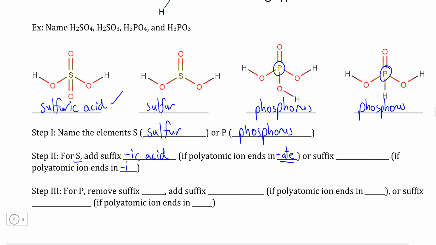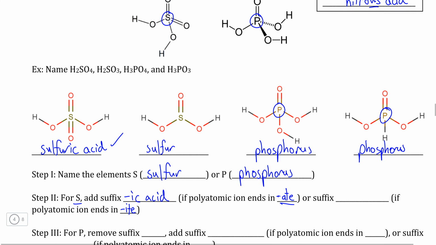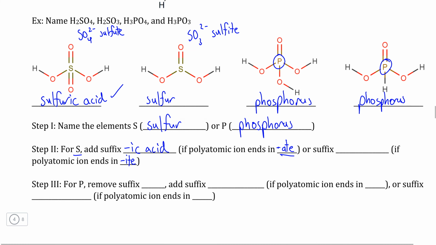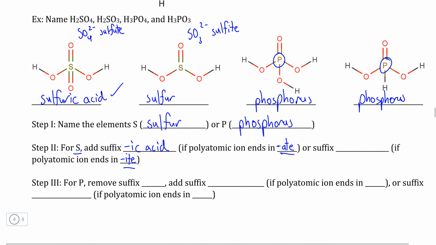Likewise, if our polyatomic ion ends in ITE, which this one does because SO3 with a -2 charge is pronounced sulfite, whereas SO4 with a -2 charge is pronounced sulfate. And if we remember the rule that if the polyatomic ion ends in ITE, we replace it with the suffix OUS acid, that's exactly what we do here, only we're adding it on to the element named sulfur, so this would be called sulfurous acid.